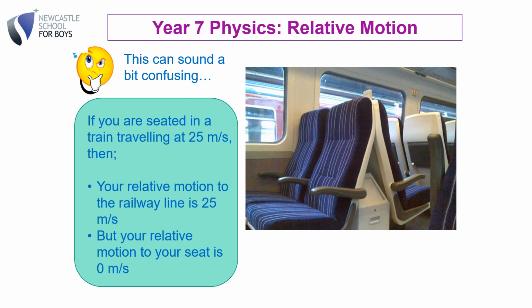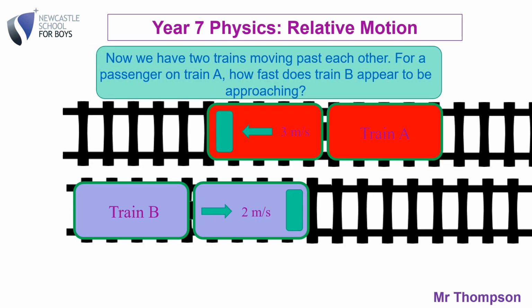So if you're moving in a train and all the blinds were down, it's blacked out, it was going at a steady speed and you couldn't feel anything, you feel like you're actually not moving. And that's what relative motion is about.